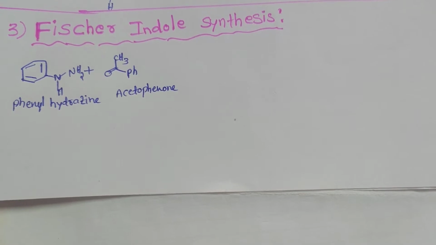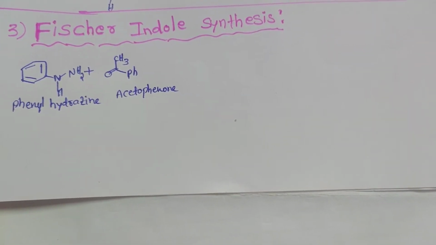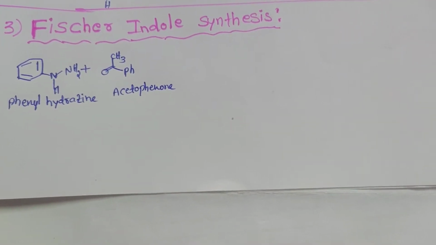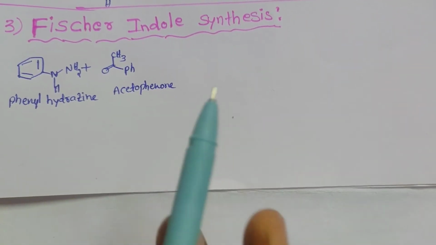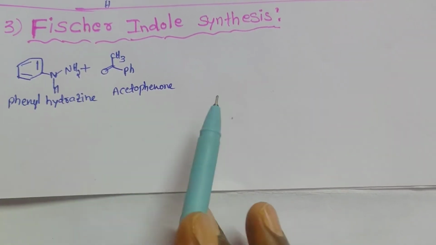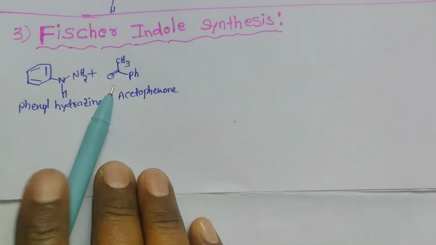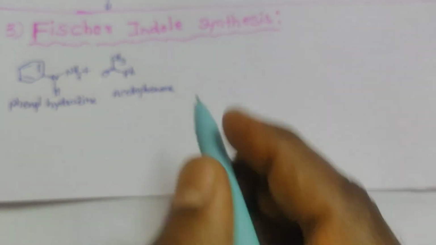Now we go for the third preparation method of the indole, that is the Fischer indole synthesis. This is very important from the examination point of view. In Fischer indole synthesis, we use two starting substances. One is the phenylhydrazine and the other one is the aldehyde or ketone. Here we are using acetophenone. Depending on the aldehyde or ketone that we use, we get different products.